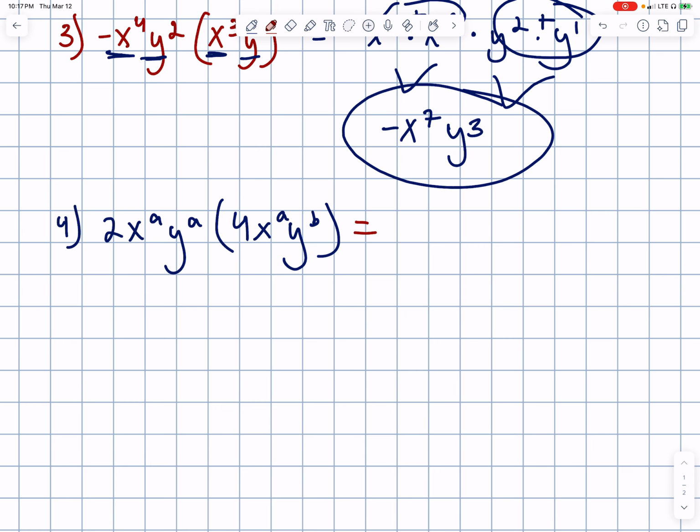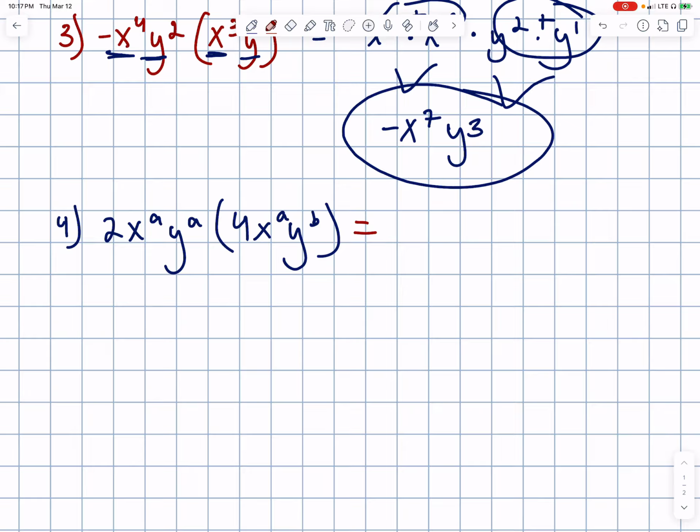Somebody tell me what's the first thing we gotta do. Yep, we're gonna rearrange. I heard you. I know you were thinking about it. I read your mind. Yeah, rearrange. So let's go ahead and rearrange that, starting off with the coefficients.